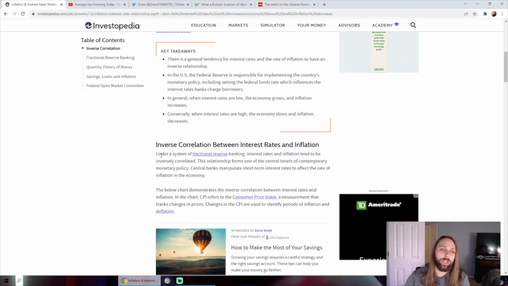So, inverse correlation between interest rates and inflation. Under a system of fractional reserve banking, interest rates and inflation tend to be inversely correlated. The relationship forms one of the central tenets of contemporary monetary policy. Central banks manipulate short-term interest rates to affect the rate of inflation in the economy. So, i.e., being that our inflation right now in the US is about 7% or over 7%, this sort of manipulation is, in essence, going to help bring that number back down.